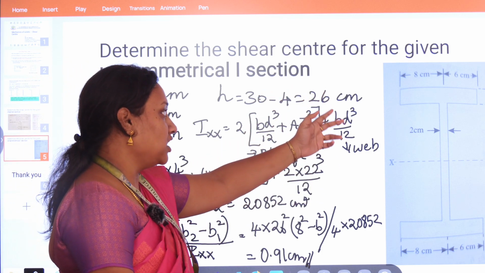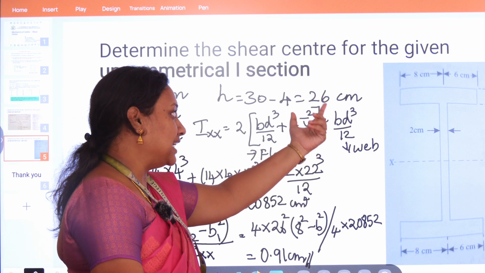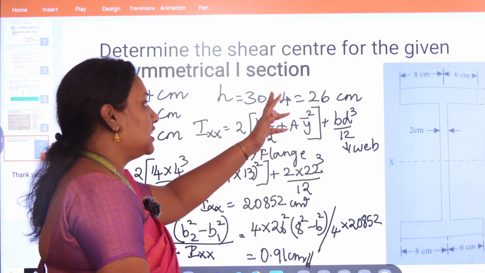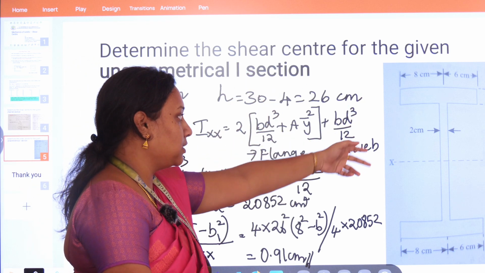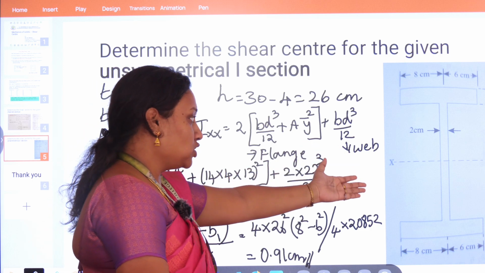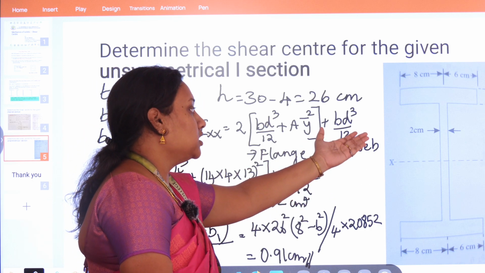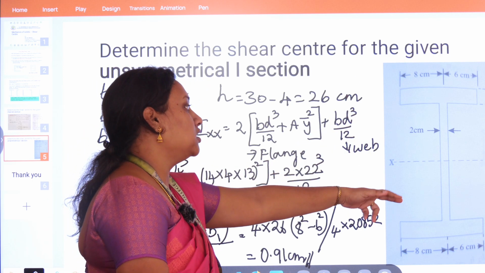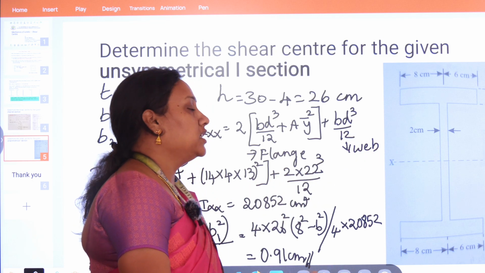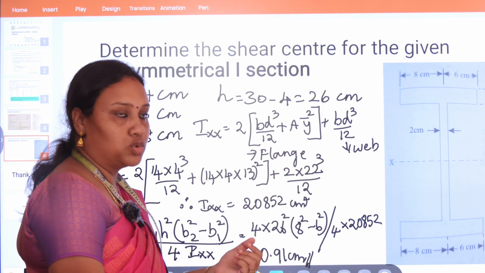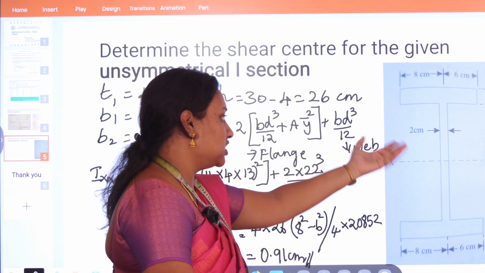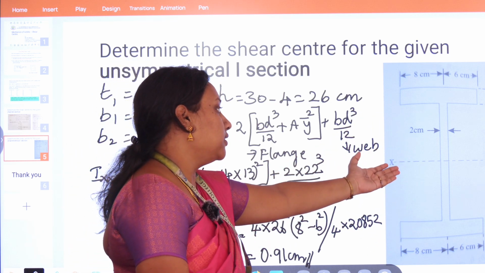For the flange, the overall breadth is 8 centimeter plus 8 centimeter. That is, for the left hand side flange it is 8 centimeter, and for the right hand side flange it is 6 centimeter, and the thickness of the flange is 4 centimeter. Whereas coming to the web portion, the overall height of the I section is 30 centimeter, and the thickness of the web portion is 2 centimeter.